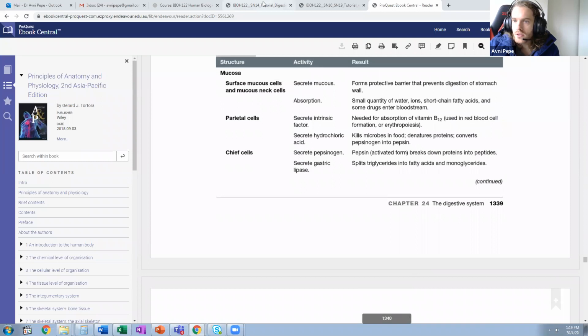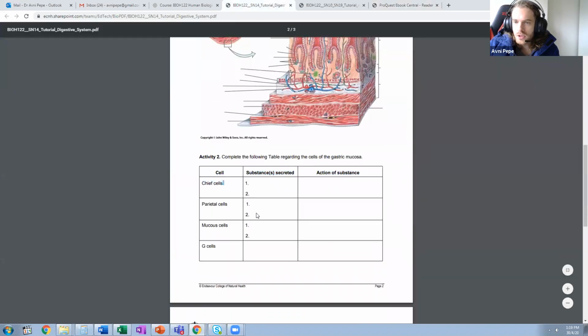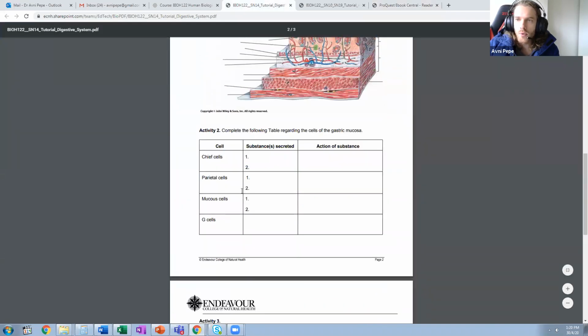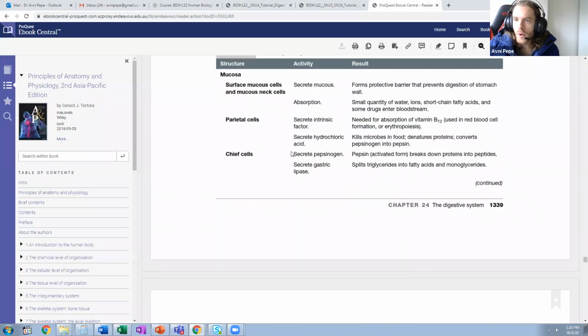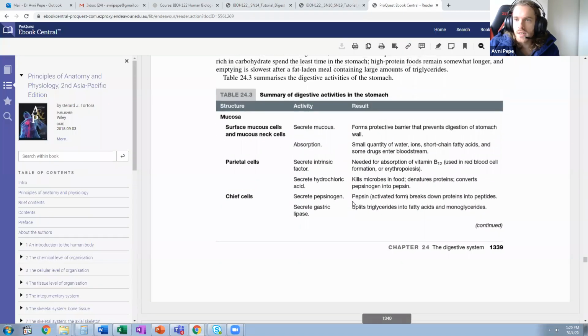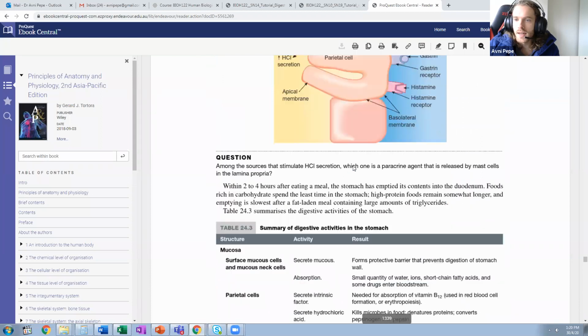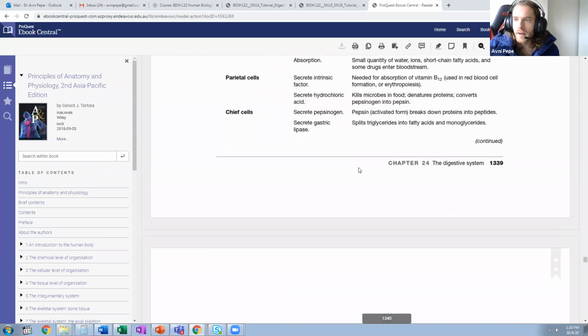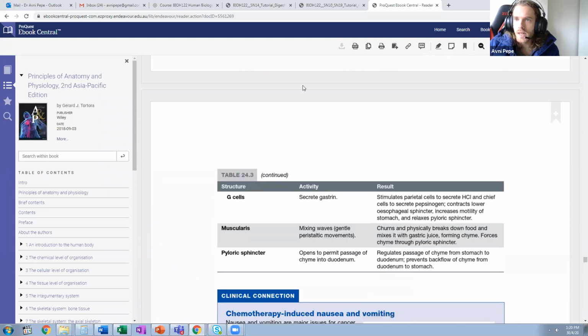So let me just make sure that was all those parietal, mucus and G cells. Yeah, so we just mentioned a few extra structures in that description. But I guess it provides a little bit more context than what was just limited to the tutorial.